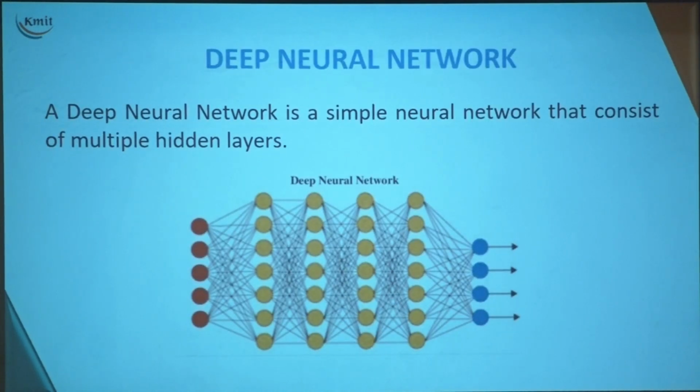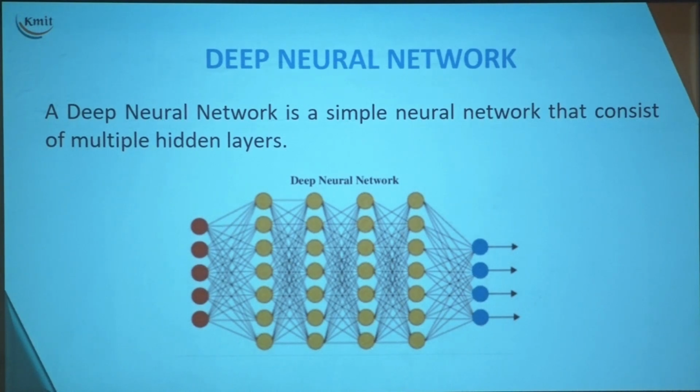Okay? What do you observe in this diagram? Don't read the name. What do you observe is what I'm asking you. One input layer, multiple hidden layers. 4 hidden layers, one output layer. So more hidden layers have been added. So this is called a deep neural network.